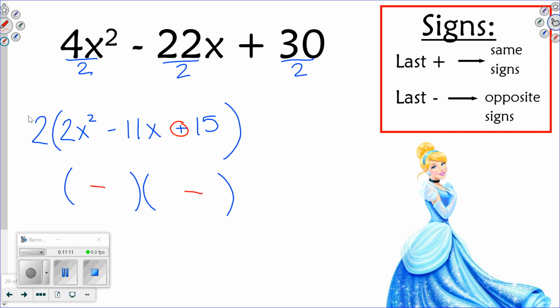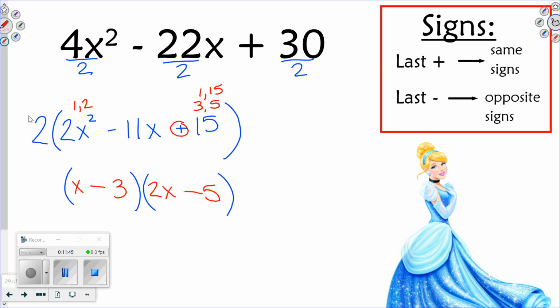Options for A, 1 and 2. Options for C, 1 and 15, 3 and 5. There we go. We're getting there. All right, so options for A is easy. I have 1 and 2. So 1x and 2x. 1 and 15 or 3 and 5? 3 and 5? So 3 and 5.